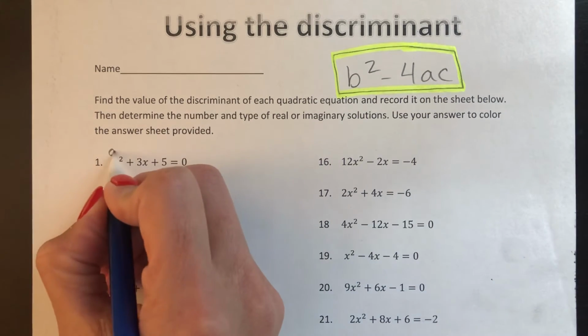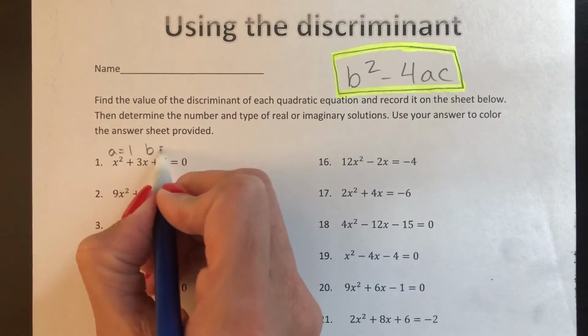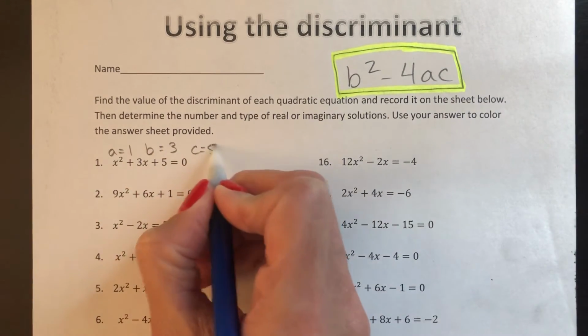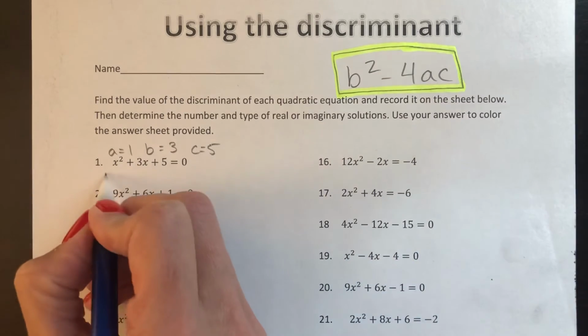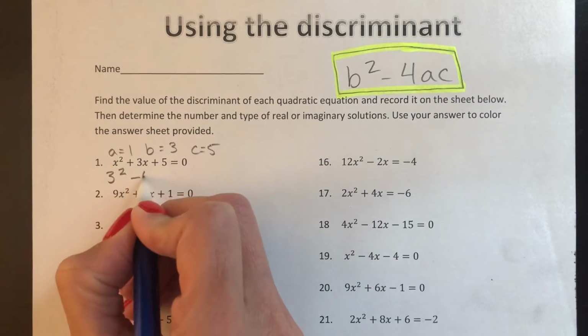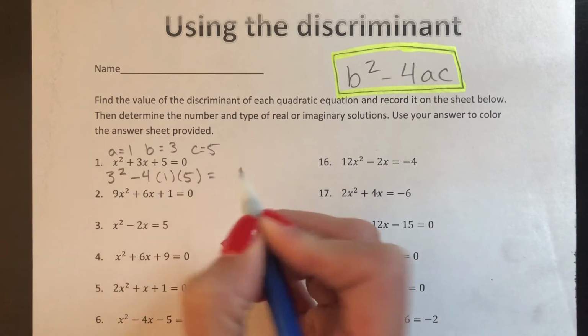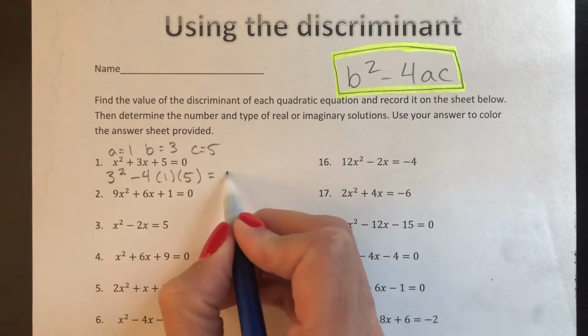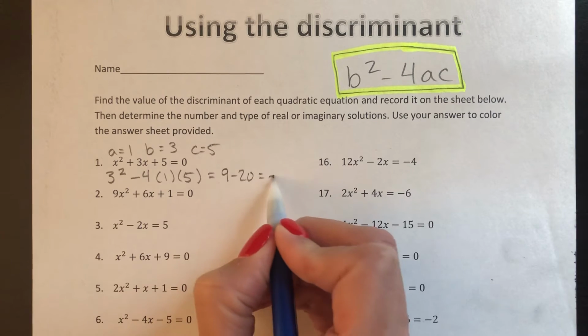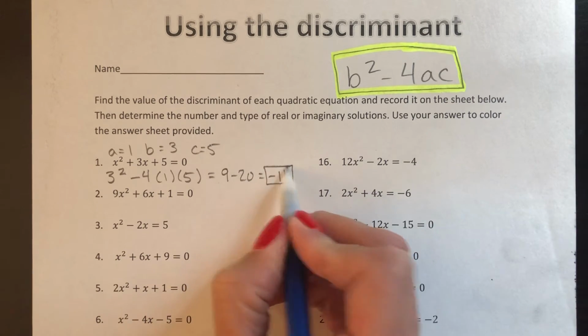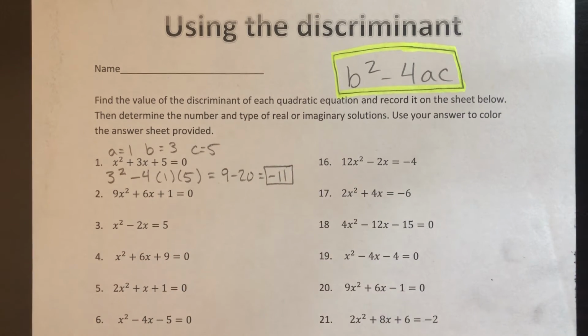So let's look at number 1. So A is 1, B is 3, and C is 5 here. And then we'll plug it into our formula. 3 squared minus 4 times 1 times 5. So that would be 9 minus 20, which is negative 11.